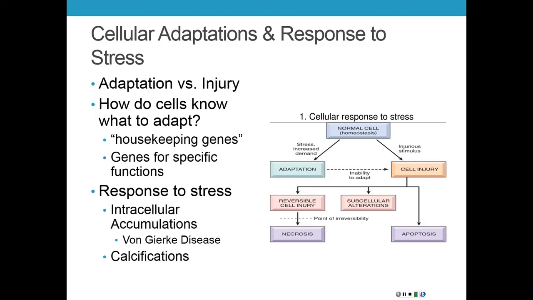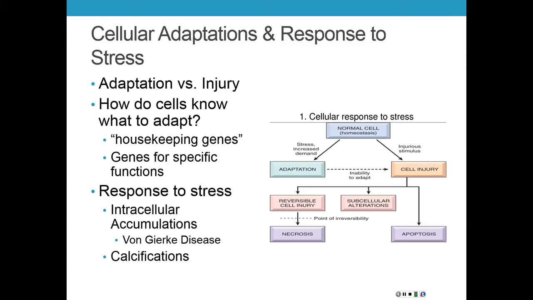Then you have genes that are specific for the particular cell. Those specific genes are for the specific functions of a particular cell. For instance, the cells in the adrenal gland produce epinephrine. Your heart does not produce epinephrine, it responds to it. Your cardiac muscle cells contract.